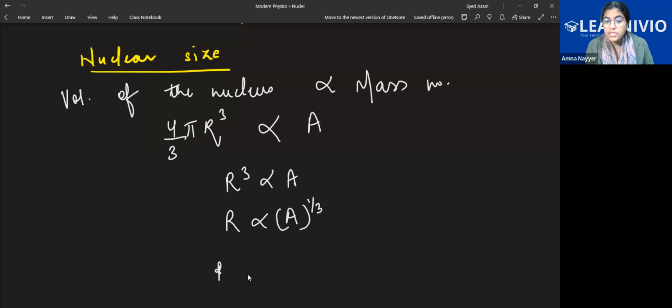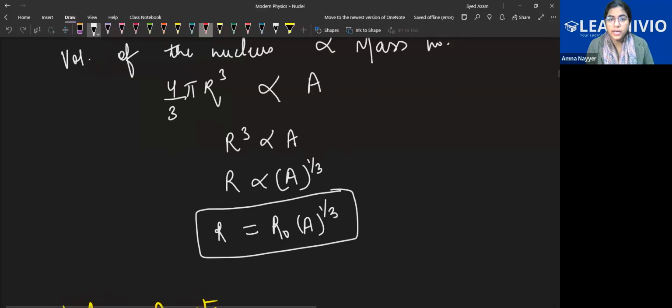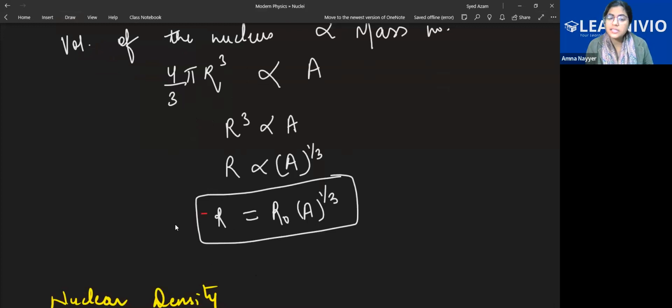Now here a constant comes in, r naught, so r is equal to r naught A to the power 1/3. See, this is the formula. Understand what it is: R is the radius of the nucleus. I wrote it now as the volume of the nucleus, so R is the radius of the nucleus. R naught is a constant that comes here.